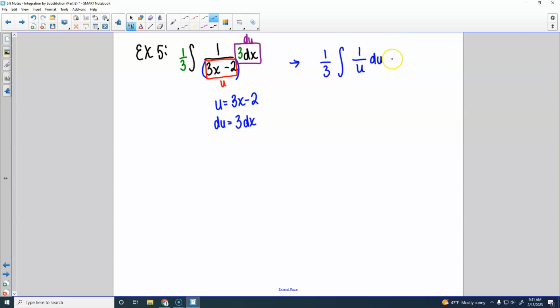But if you're thinking of it like u to the -1, remember if we're trying to integrate that u to the -1, if you try to use power rule, you get u to the 0, and then you find yourself doing 1 over 0 out front, which can't happen because it's undefined. So that should remind you here that this is natural log. So we got 1/3 natural log of the absolute value of 3x minus 2 plus c.